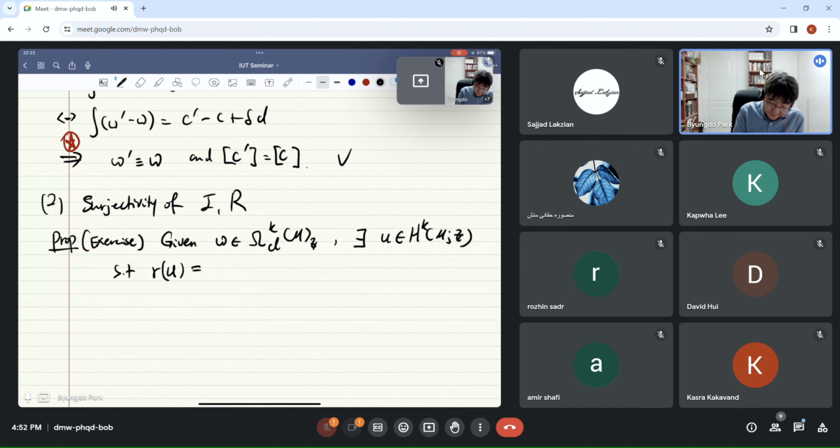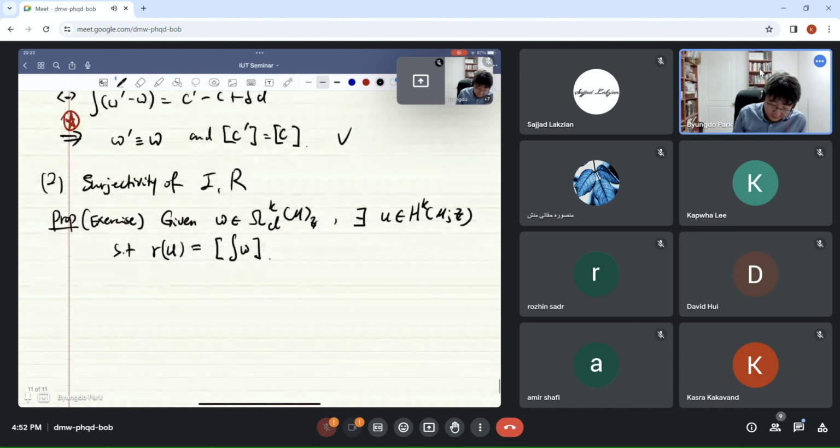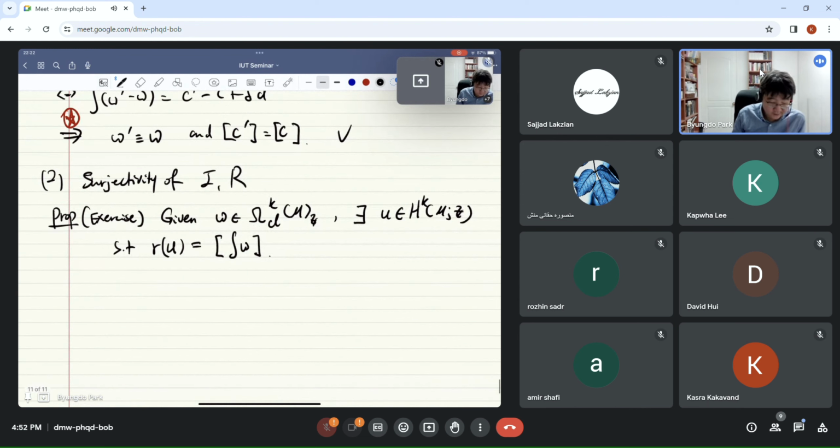So such u exists, such that it is the same as integration of omega in the cohomology class. Well, proving this is also not that difficult. If you take this thing and then take delta, then this thing you can rewrite in this way.